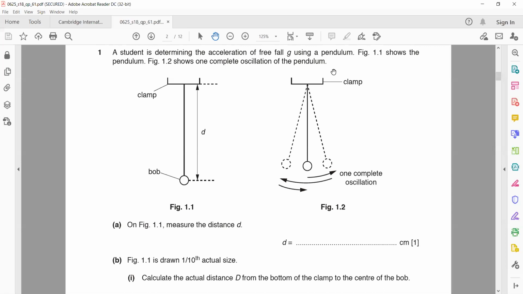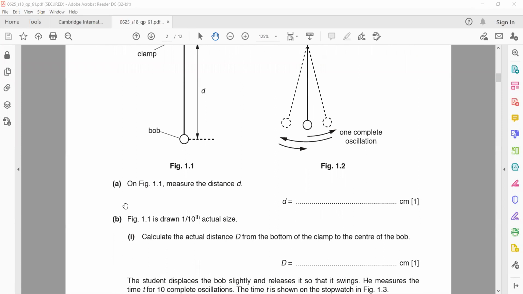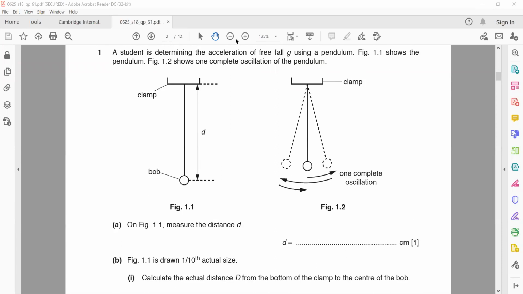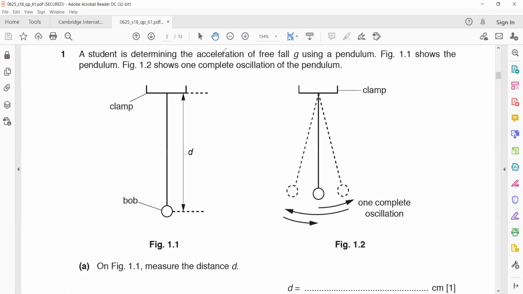Acceleration of free fall using a pendulum. Figure 1.1 shows the pendulum, and figure 1.2 shows one complete oscillation or one complete vibration. On the figure, measure a distance d. Using a ruler, you will measure this distance. I will take an approximate value because we cannot measure on the soft copy. So, for example, 5 centimeter.